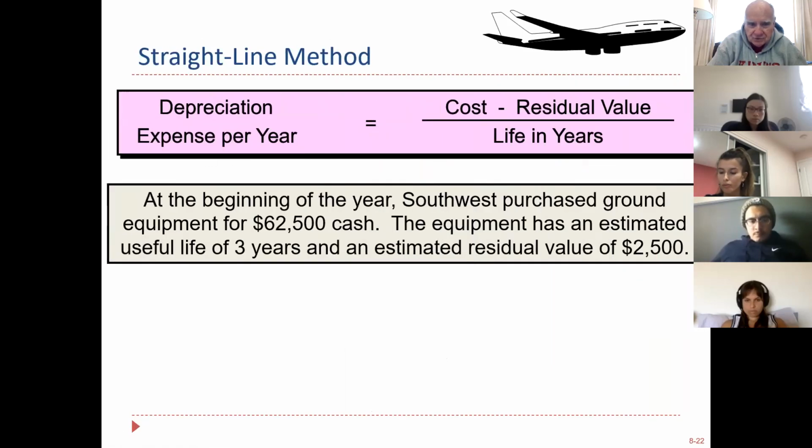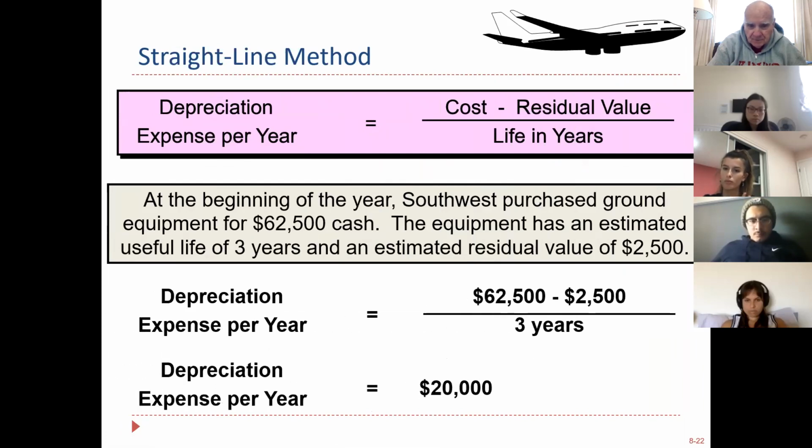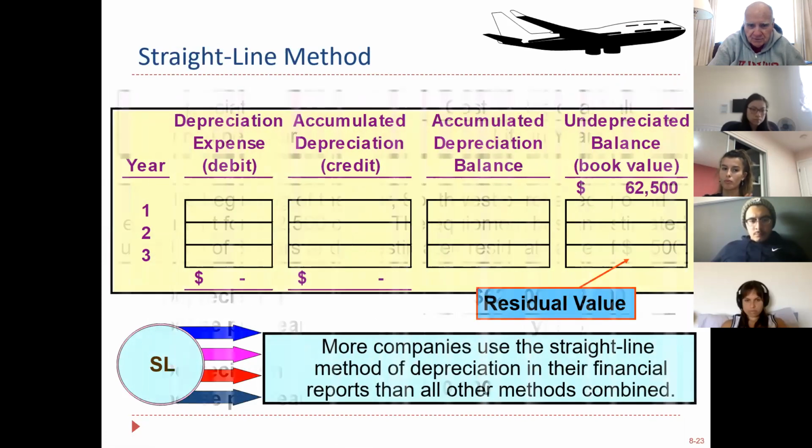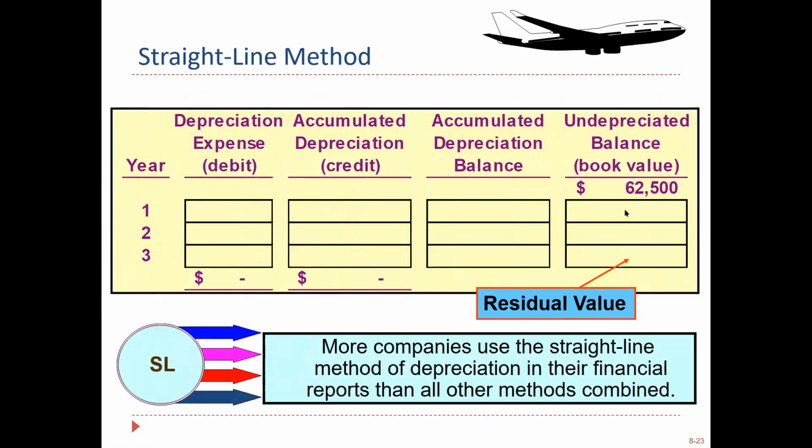So here we go. We're back to straight line. There is our calculation. 60,000 divided by 3 is 20,000 a year. And this is your template. Say hello to your template here.